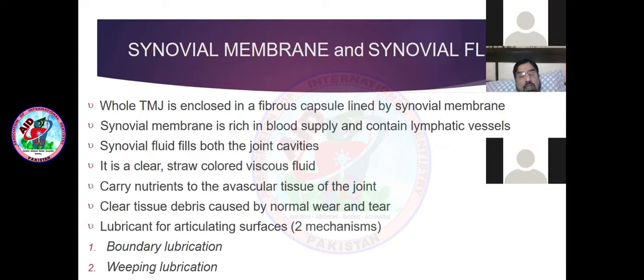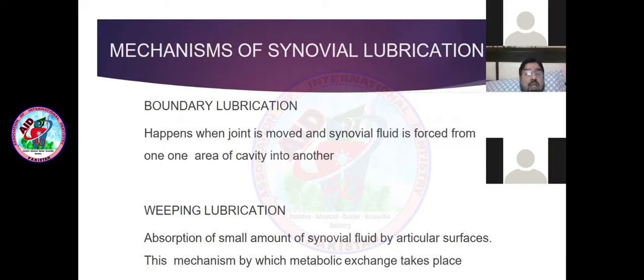It clears the tissue debris caused by normal wear and tear. In the synovial fluid there are macrophages and other phagocytes, always doing phagocytic activity, removing foreign bodies from wear and tear. The articulating surfaces are lubricated by two mechanisms. One is called boundary lubrication, and the second is called weeping lubrication. What are those?